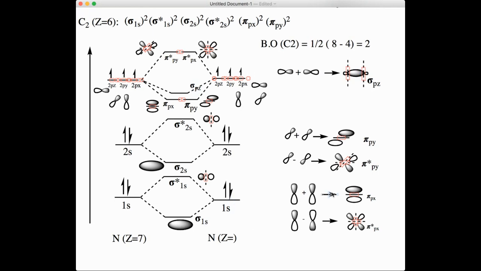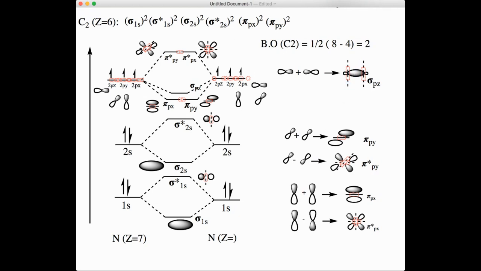A pi bond has a nodal plane across the axis here. See? Look here. This pi bond has no nodal plane here. The nodal plane is just right here. Okay? So it's cylindrically symmetrical around the axis. So the nuclei are here and here. In between the two nuclei, there is no change in the sign of the wave function. It looks like a sigma bond.